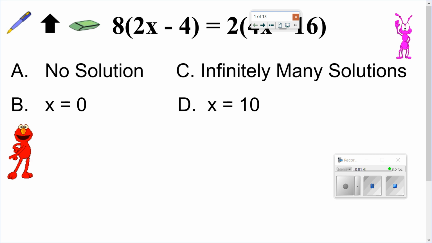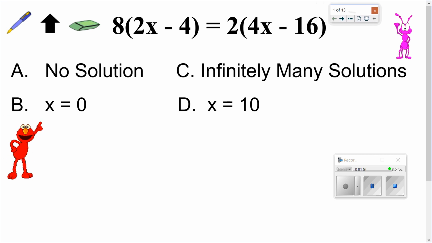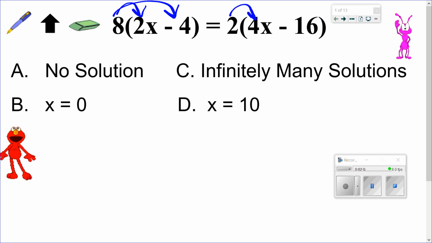Now I would like you to take the next one, which is 8 times (2x minus 4) equals 2 times (4x minus 16). The first thing we have to do here is the distributive property again. I'd like to do my arrows so we don't forget to distribute the outside number to each element on the inside. I want you to pause your computer and try it.